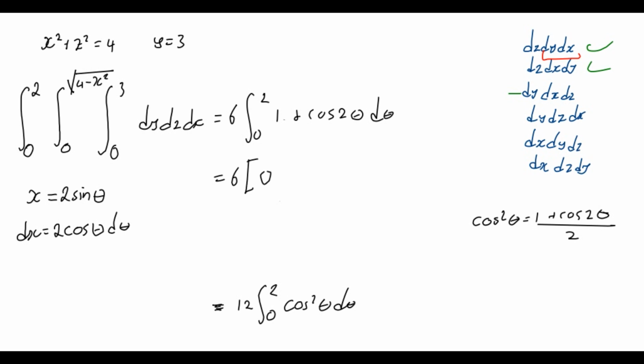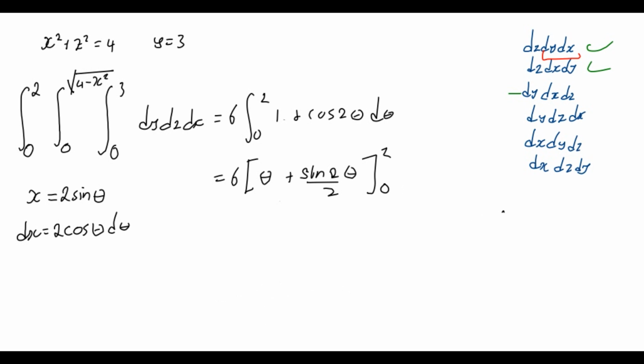This will be theta plus sine 2 theta divided by 2, from 0 to 2. Now I would want to plug in values here, but not just yet. Let me go ahead and determine what theta is in terms of x, because I would want to use an x here.